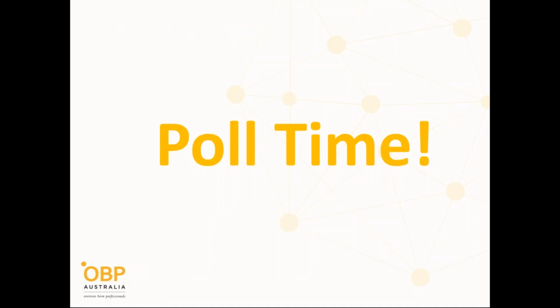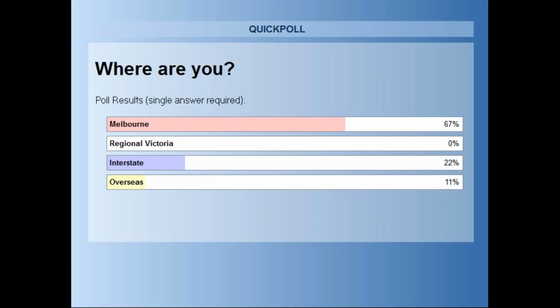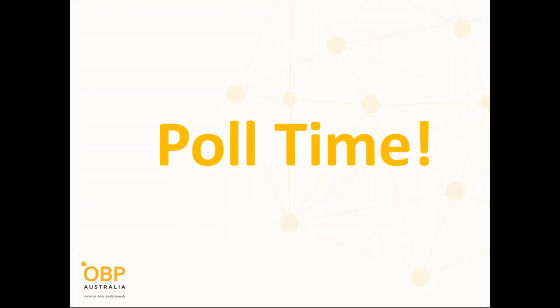We're going to ask a few questions just to get an idea of who's attending. We have 43 people attending tonight. The first question is, where are you? Please click on the appropriate response for you: Melbourne, regional Victoria, interstate or overseas. I'll just give you a few more seconds. Nearly everybody has voted, so let's close that off and I'll share it with everybody. We can see 67% in Melbourne, 22% interstate and 11% overseas. That gives me an idea of who's intending to come and who's already here. Let's hide that one and look at the next question.